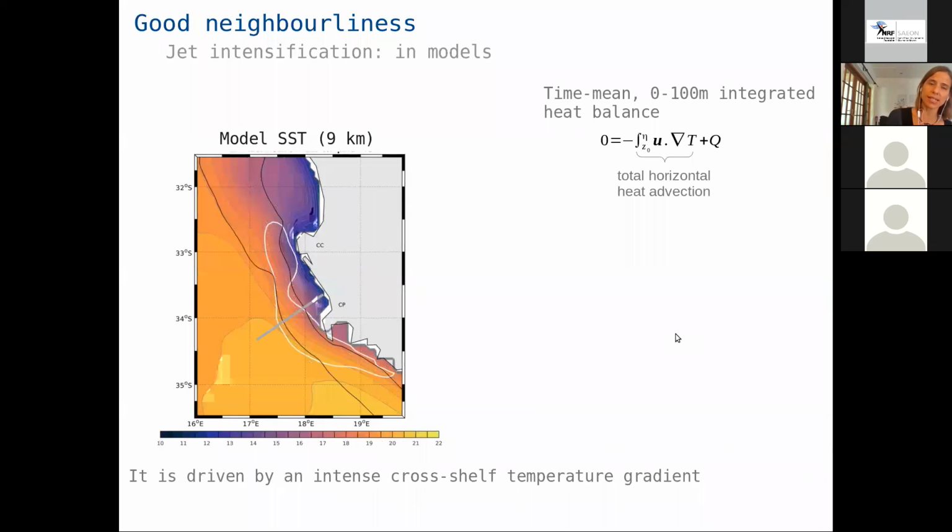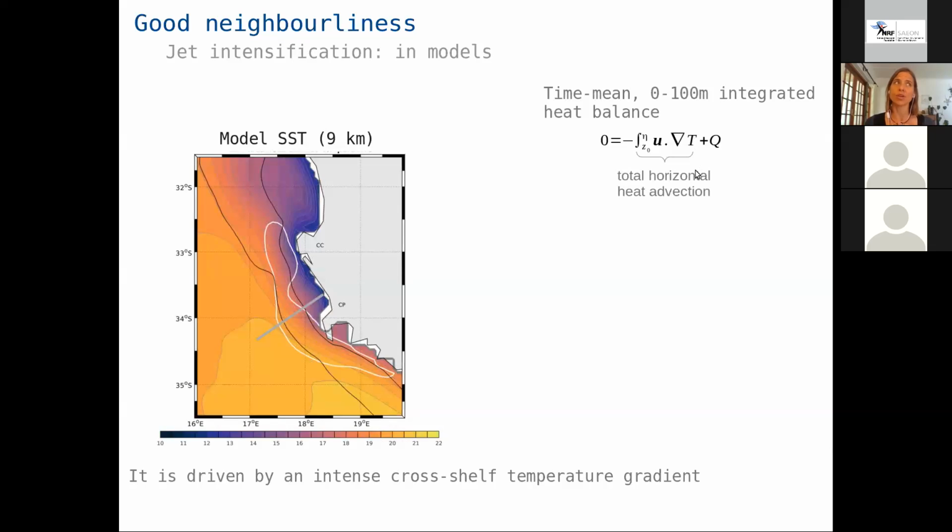So I wanted to dig a little bit deeper with this temperature gradient between the 200 and the 500 meter isobaths. The beauty about models is that you have all the information you need at your fingertips. You have every single term of every equation that you can use. So I wanted to look at the heat budget equation. I wanted to look at every term, or no, I actually just looked at the horizontal heat advection term.